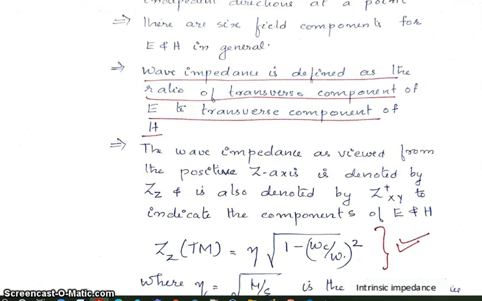The wave impedance as viewed from the positive z-axis is denoted by Zz. This small z, the subscript z, represents the direction, and it is also denoted by Z plus xy. This xy represents the transverse component.